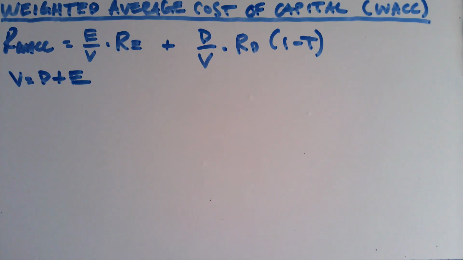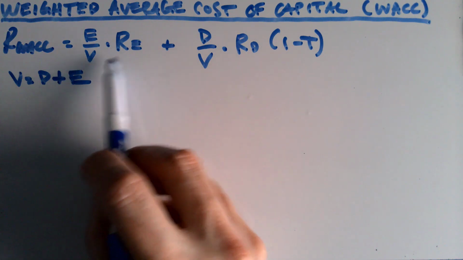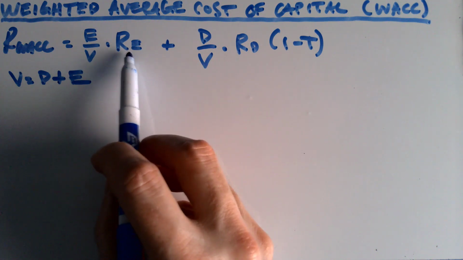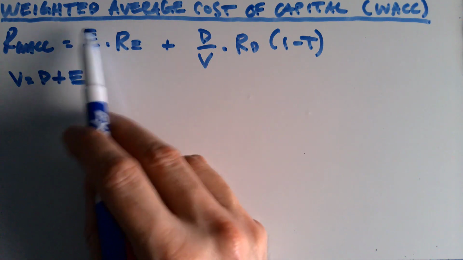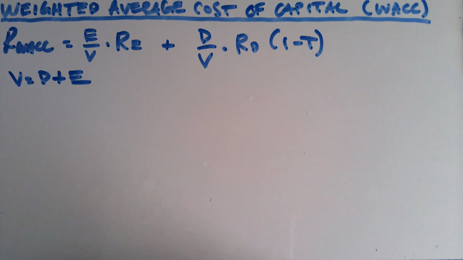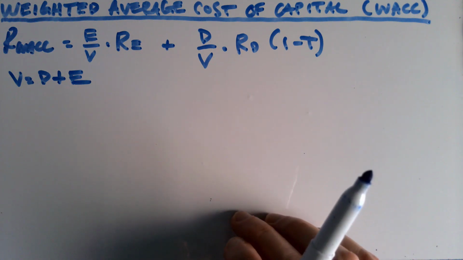Let's talk about the weighted average cost of capital, or WACC. The weighted average cost of capital is the firm's overall cost of capital based on the components of its capital structure. And we see here that our first term is the required return on equity, and we're multiplying it by a fraction that represents the proportion of the capital structure that is equity.